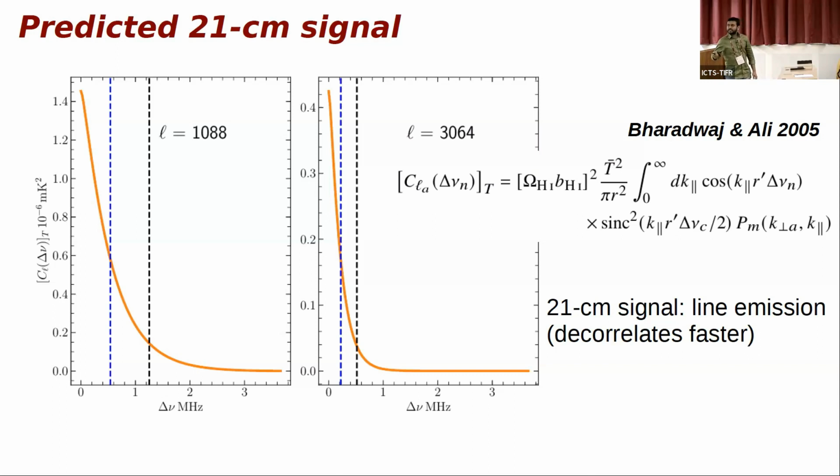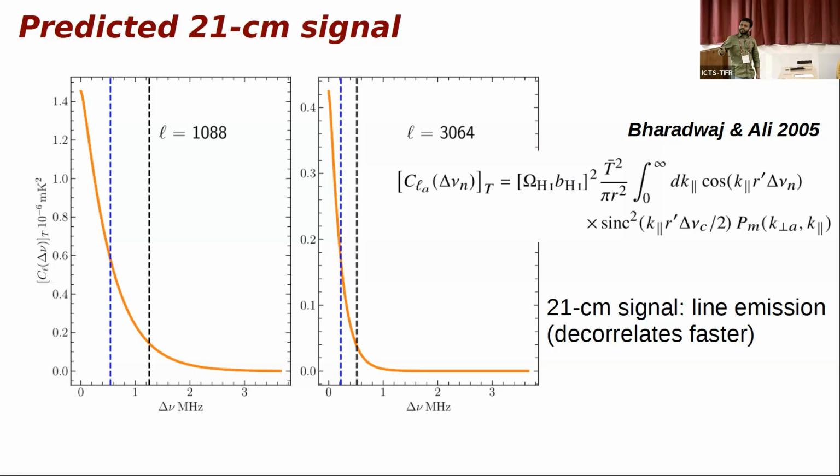The predicted 21 centimeter signal can be written in terms of the matter power spectrum, which is the Fourier transform of the power spectrum along the line of sight, and this bias parameter. The idea is that the 21 centimeter signal is a line emission, so it decorrelates very fast when we correlate along the frequency.